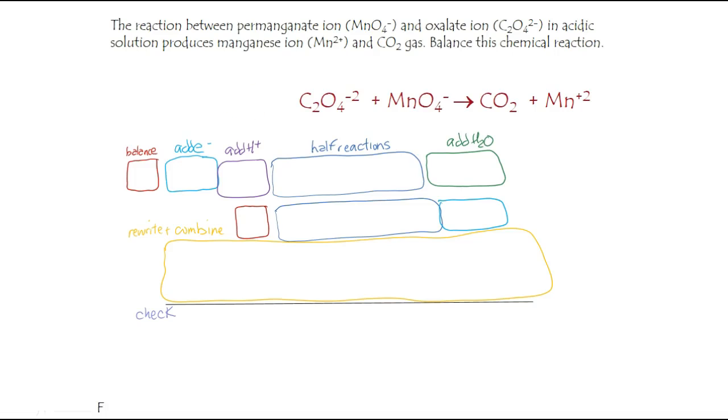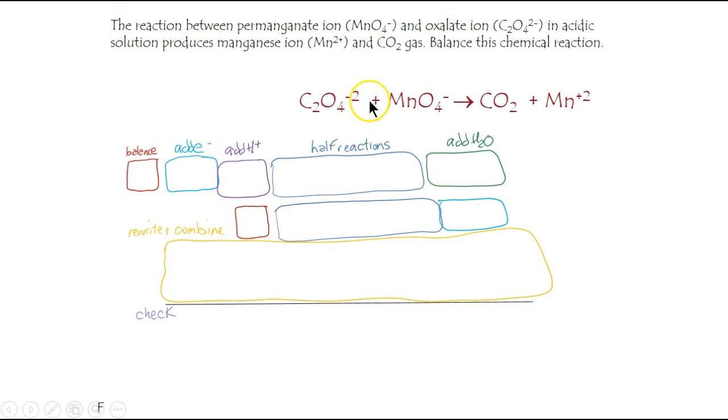Screencast 20.6, a brief solution to a balancing redox problem. This is the quickest version that we'll show where we balance a redox problem. And in this case, we have oxalate turning into carbon dioxide, permanganate turning into Mn2+. So we'll write down each half reaction.